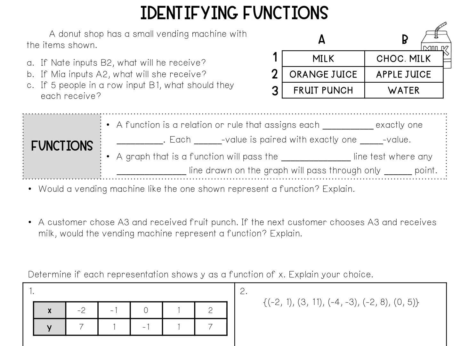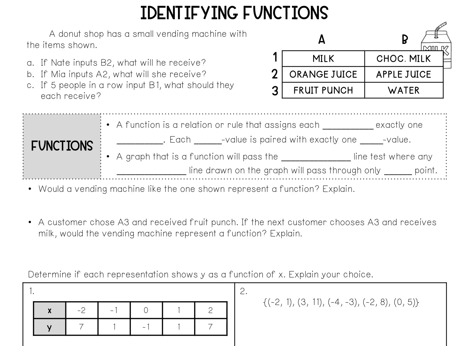Okay? Then the next one: Mia inputs A2. A2 is orange juice, right? If 5 people in a row put B1, what are they all going to get? Chocolate milk. B1, right? Chocolate milk. It doesn't matter how many people put B1 until the machine is gone, they're all going to get chocolate milk.